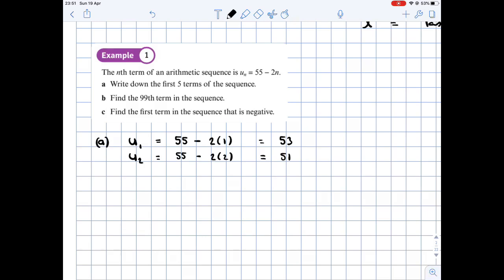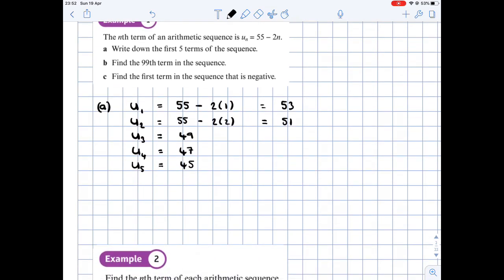Now once you've done at least 1 or 2 by hand, showing your working, you can at this point skip on to just write the answers in. You could do this using your calculator or just in your head. So that gives us 49, 47. At this point you might notice that we're just subtracting 2 each time, which is our common difference.